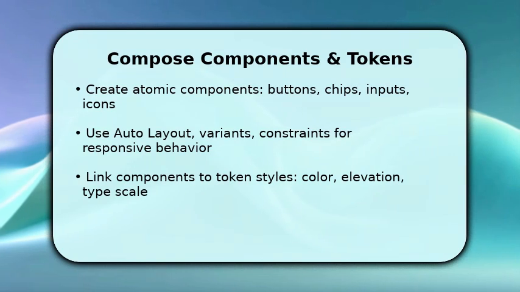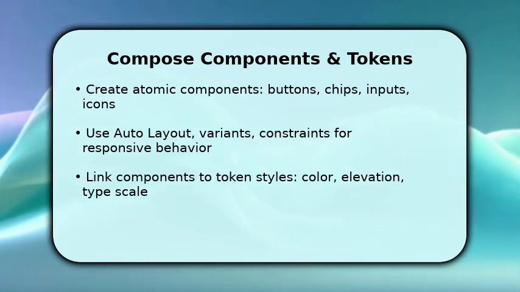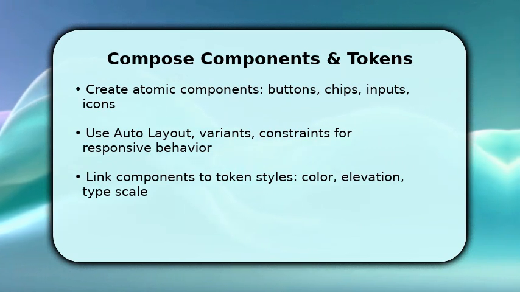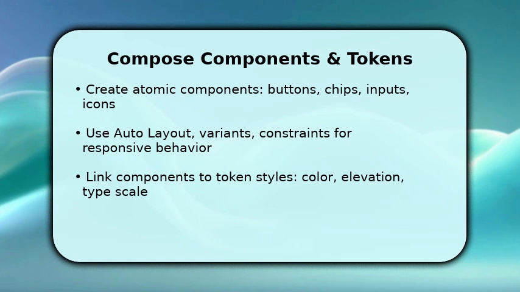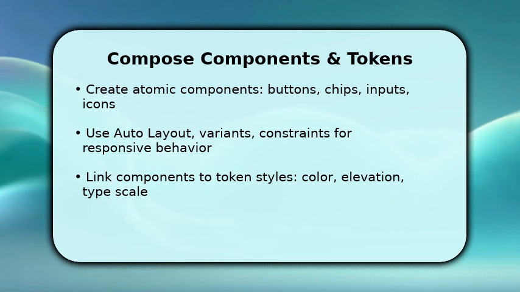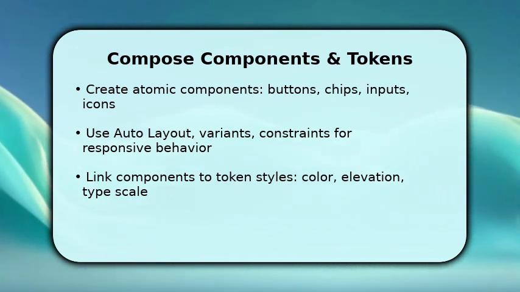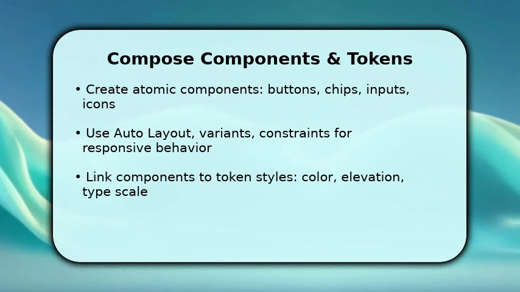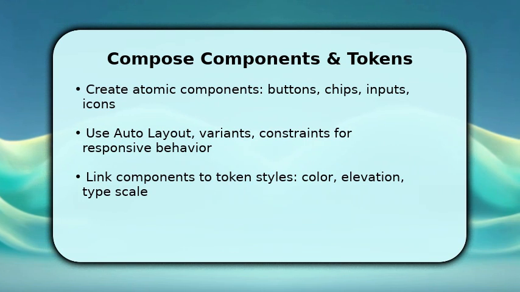Now you compose components and bind them to tokens. Start with atomic pieces like buttons, chips, inputs, and icons so you can scale up. Use auto layout to keep padding predictable and create variants for size, state, and density. Set constraints so components behave across frames. Make sure each component references your color, elevation, and typography styles. That connection is why changes to tokens automatically cascade through screens, speeding design iterations and maintaining system integrity.